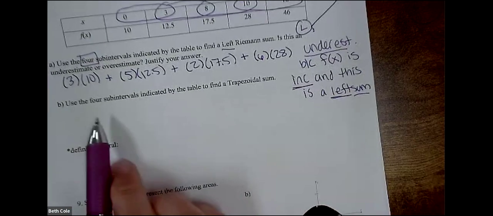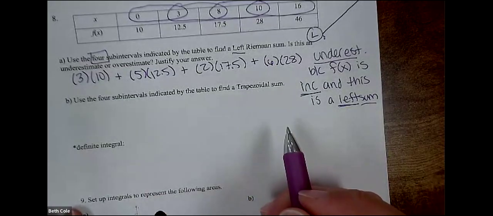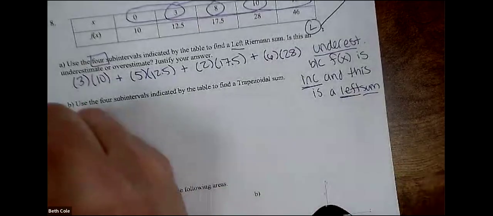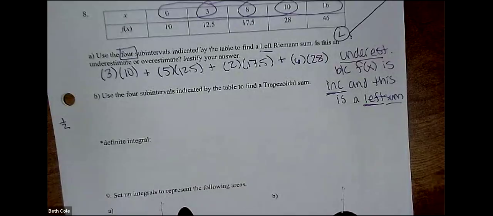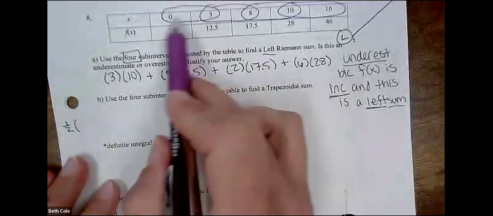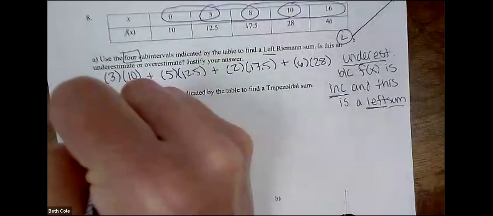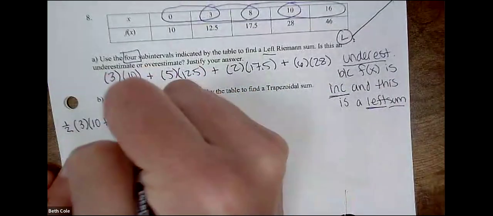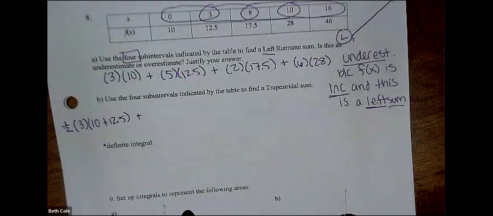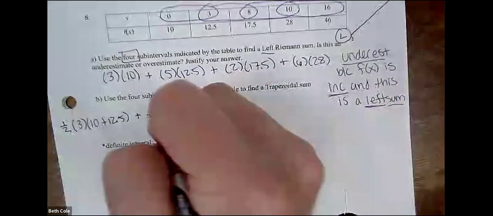All right, use those same 4 subintervals to find a trapezoidal sum. You have to write it the long way because they aren't even. Start all the way at the edge of your paper. Why did I put a half? You have to, because the formula said so. What is the length of your first subinterval? 3, good. And then you're going to put 10 plus 12.5. 1 down, 3 to go. Plus a half. And then what? 5. Perfect.